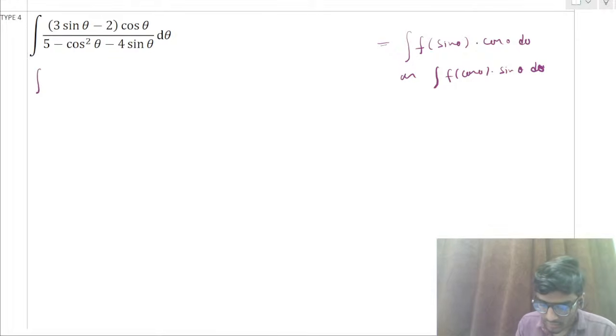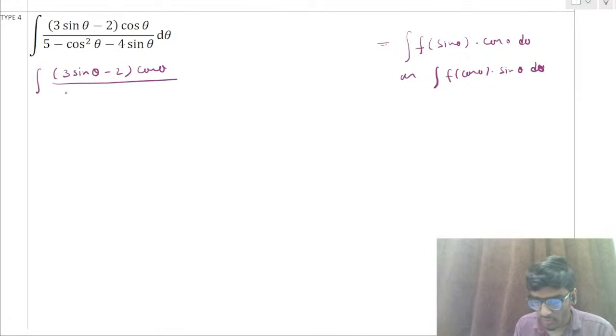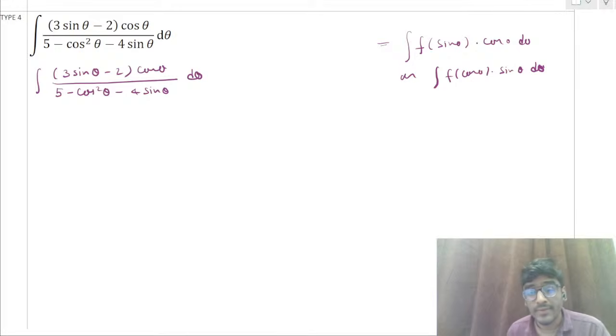We are going to rewrite this integral in the form of 3 sine theta minus 2. So what we are going to do? We are going to rewrite this integral: 3 sine theta minus 2 upon 5 minus cos square theta minus 4 sine theta, times cos theta d theta.